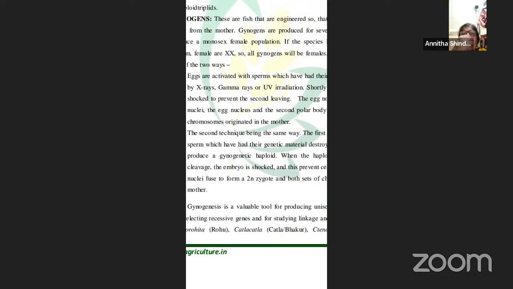So this is also the same thing. The only thing is, what they are saying is the second technique is the same. The same way, you have to collect the eggs, and you have to collect the sperms which have already been destroyed, and this will produce a gynogenetic haploid.